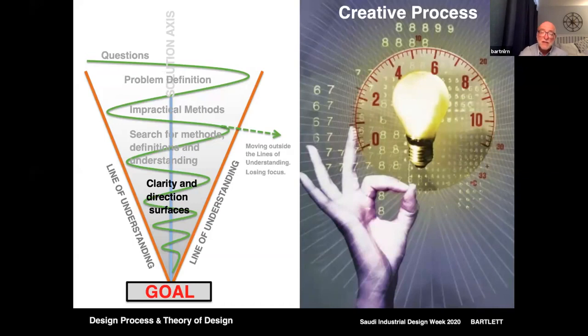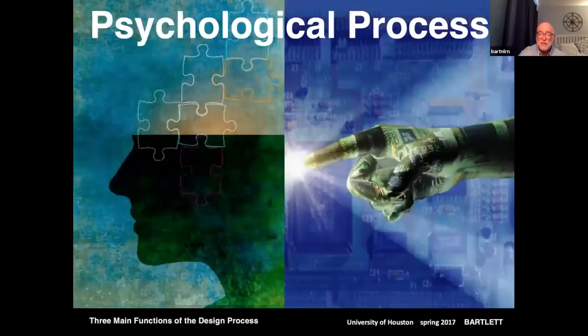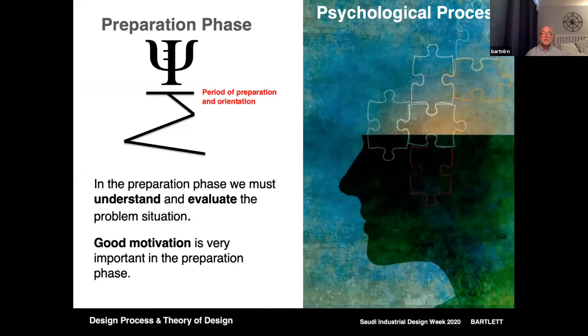So now, and I may come back to that, but let's talk about the next process. Let's talk about the psychological process. These are just quick summaries now, because I want to get into the methodical process in just a few minutes. In the psychological process, kind of like the creative process, there's a preparation phase, or what we call a period of preparation and orientation. In this preparation phase, we must understand and evaluate the problem solution. So we're defining the problem once again. Now, it's also important, as you see in the bottom sentence there, that good motivation is very important in the preparation phase. We've got to be motivated to solve this problem.